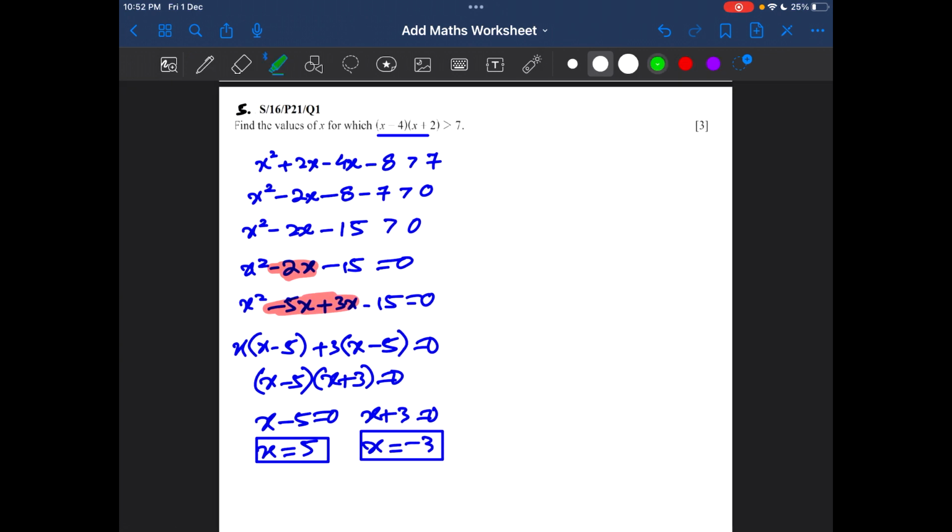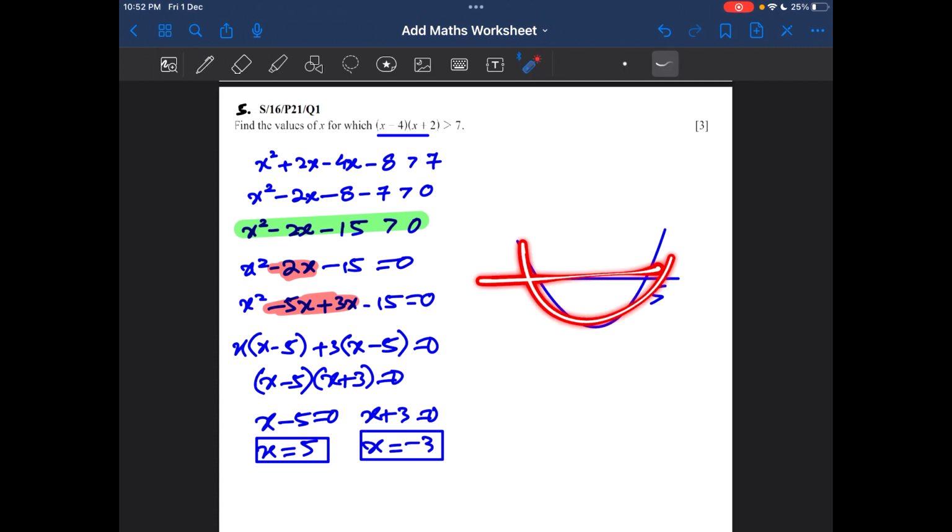Your equation is over here after simplification. This is the equation, and this is greater than 0. So when it is greater than 0, it means the graph over here, this is the x-axis and this is the quadratic graph which represents this equation. The x-intercepts are 5 and minus 3. It says it is greater than 0, so where this portion is greater than 0, at what x values?